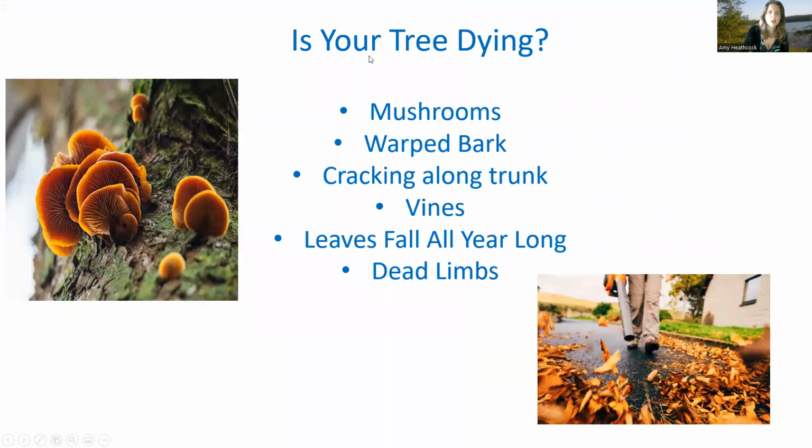All right. So what you need to be looking for is whether your tree is dying. If there are mushrooms on the tree, if there are mushrooms around the tree, if there are mushrooms near the root system, the tree is dying. If there's mushrooms within 10 feet of the tree, it's dying. And you need to have someone come out and look at it to give you an idea of how much longer you have.